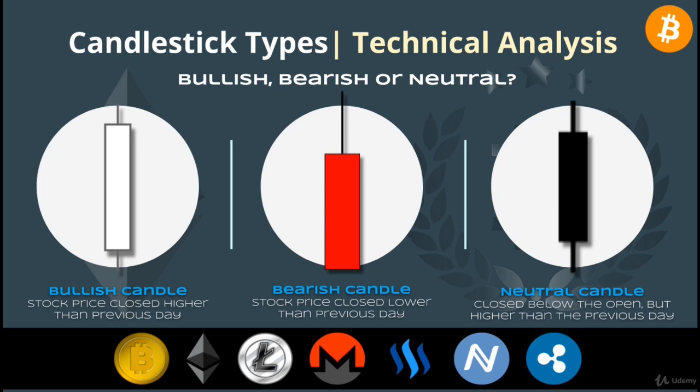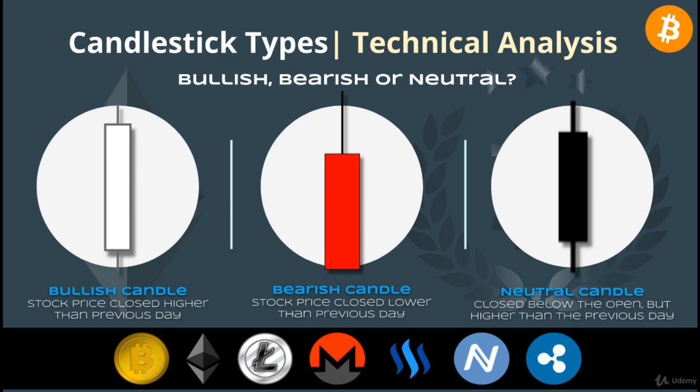A white candle represents the price closing higher than the previous day. This is a bullish candle and means the day had more buyers than sellers. A red candle represents the price closing lower than the previous day. This is a bearish candle, which means the day had more sellers than buyers. A black candle represents the price closing below the opening price, but higher than the previous day's price. This is a neutral candle that represents indecisiveness.